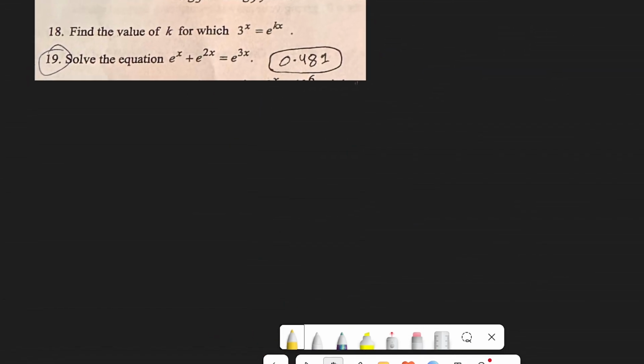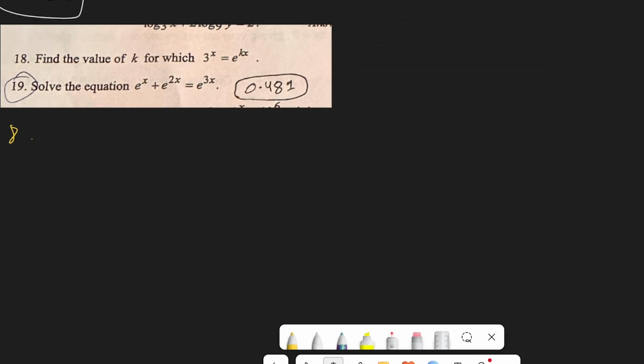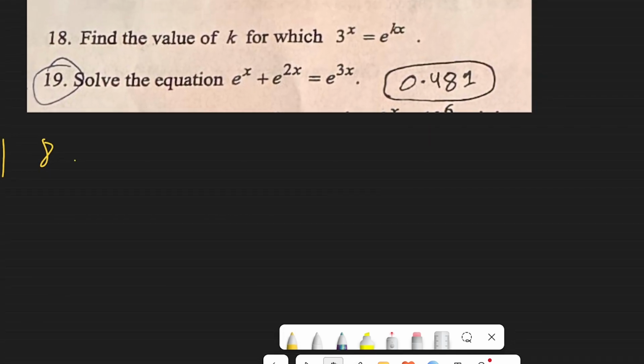So this is the next question. This is a very interesting question, you will enjoy this question. Find the value of k for which 3^x = e^(kx). So we have to find the value of k over here. k is our variable. So 3^x is equal to e^(kx). We need to solve for k and find the value of k.